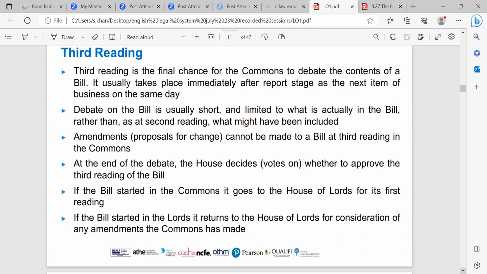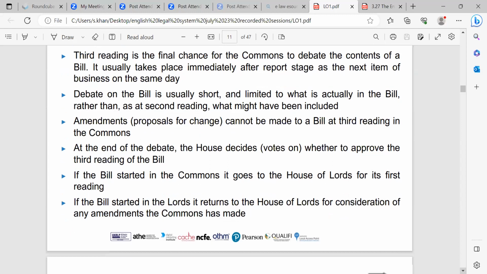Amendments and proposals for change cannot be made to a bill at a third reading in the Commons. At the end of the debate, the House votes on whether to approve the third reading of the bill. If the bill started in the Commons, it goes to the House of Lords for its first reading. If the bill started in the Lords, it returns to the House of Lords for consideration of any amendments the Commons has made.